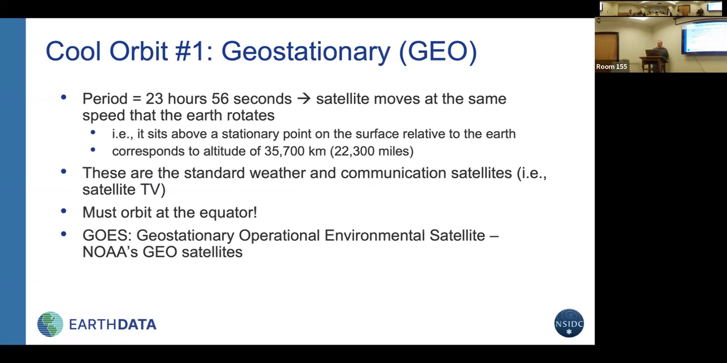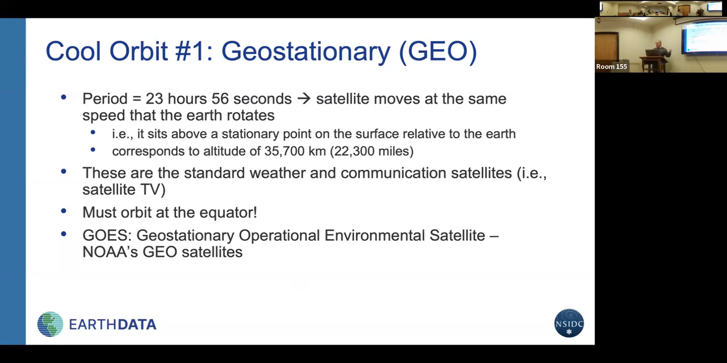So I point out a few orbits that are of particular interest. The first one is the geostationary orbit. Essentially, again, your speed is dependent on your altitude. At a certain point, you can get the speed being the same as the Earth's rotation speed. And so the satellite sits at the same place over the Earth. Geostationary has to be over the equator, and then it will stay exactly in that spot.